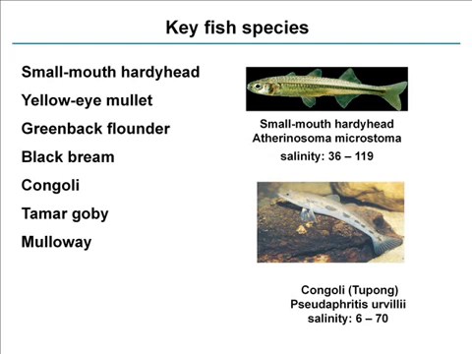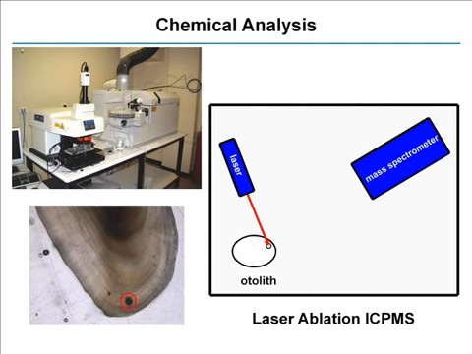So what we've done is we've taken the ear bones, we've sectioned them, and we've analysed different regions of them or transects across them using what we refer to as a laser ablation inductively coupled plasma mass spectrometer. So this is the laser here, ablates the sample, and then the ions are passed through to the mass spectrometer, this component of the machine.